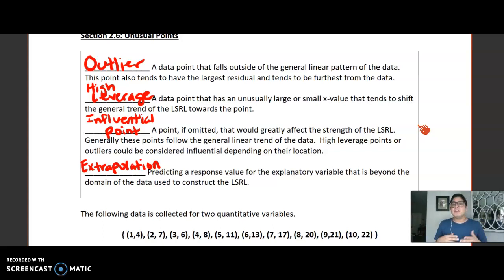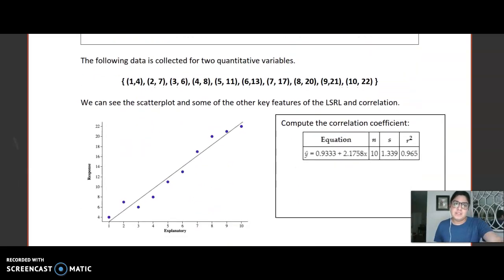And then lastly, if you're predicting a response value for an explanatory variable that is beyond the domain of the data used to construct the LSRL, this is called extrapolation. It's just like if I gave you data from 1990 to 2010, and then you try to use that model to predict 2020, 2030, etc. That's not going to be the most accurate because my data was only valid in between that time frame that I gave you. So predicting outside of that realm is not going to be the most accurate. We call it extrapolation.